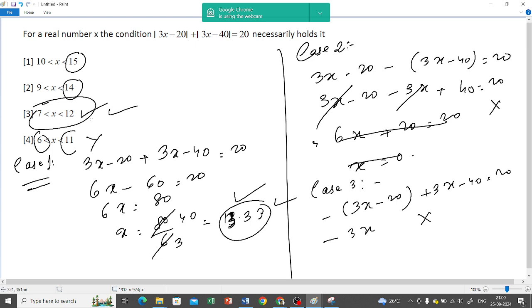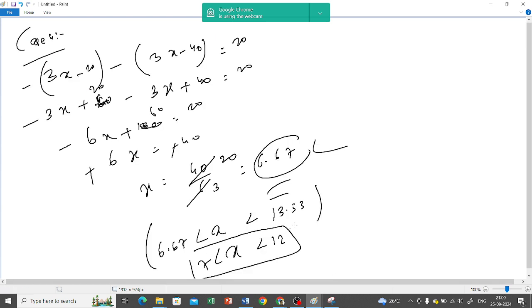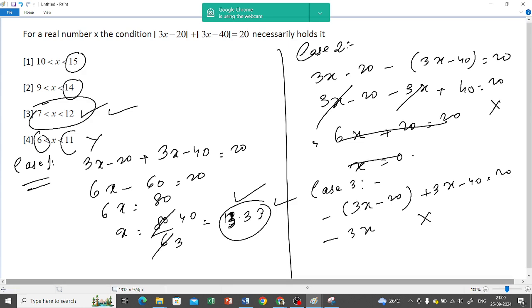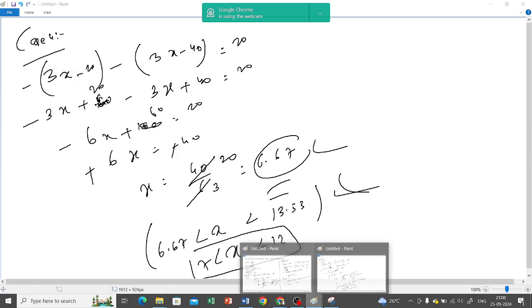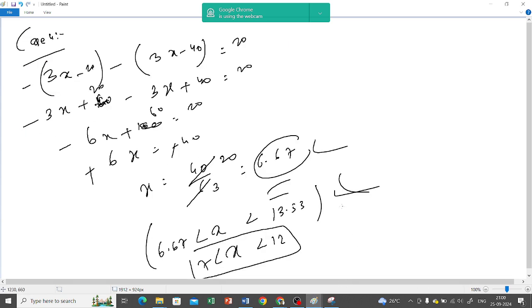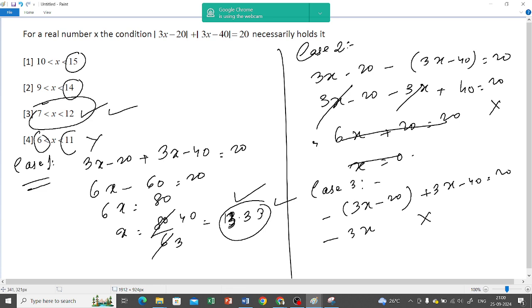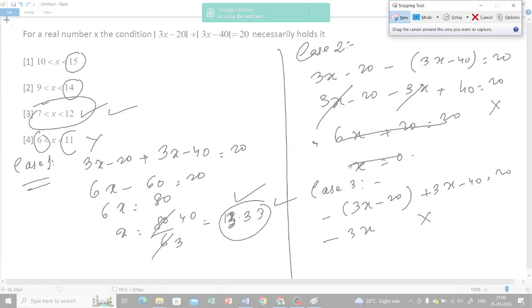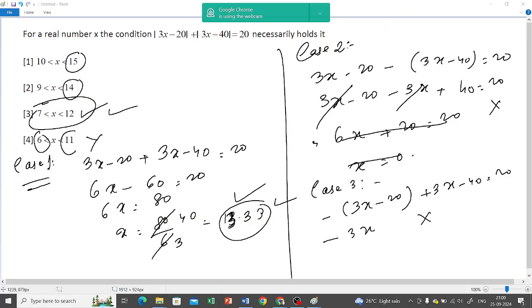If I say x equals 8, that will come within this range. If I say x equals 11, that will come within this range. Even if I say x equals 12, that will also come within this range. You understand? That is why option C is the right answer. Very good, Shridhama. Thank you, sir.